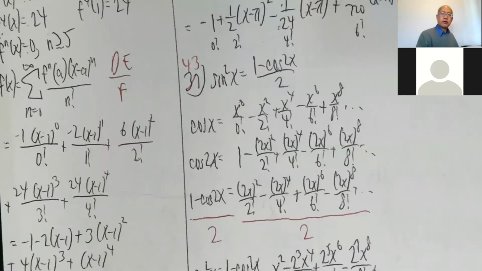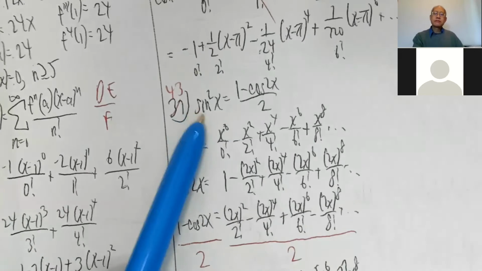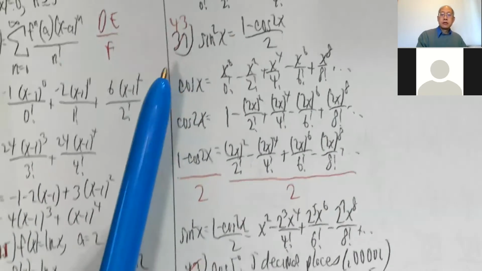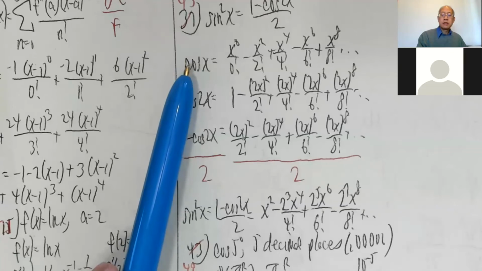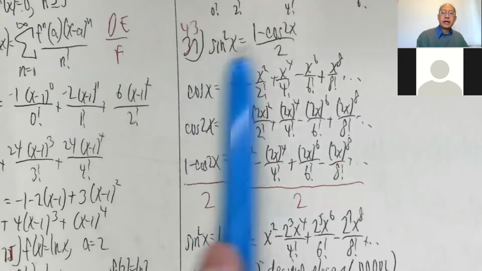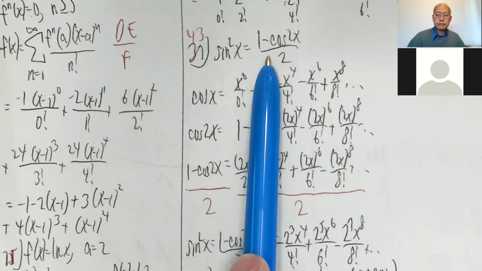All right, next one I want to show you is, I guess it's 43. Double checking the text. Yes, this is 43. It used to be 37. So sine squared x, and they tell you to make it into 1 minus cosine 2x over 2.